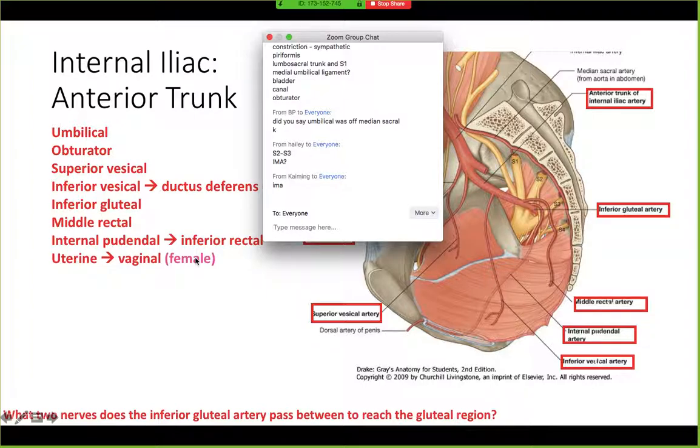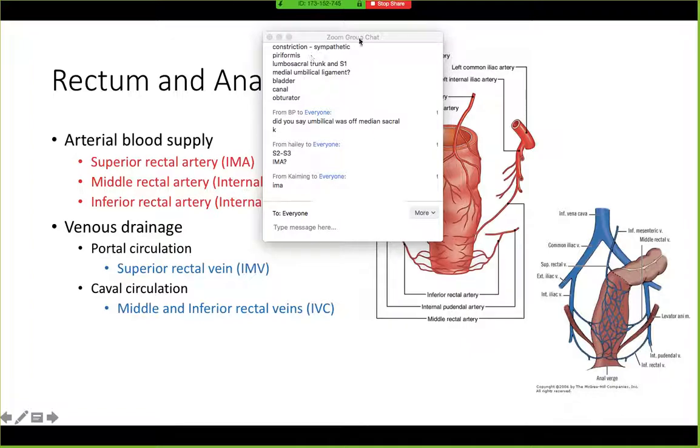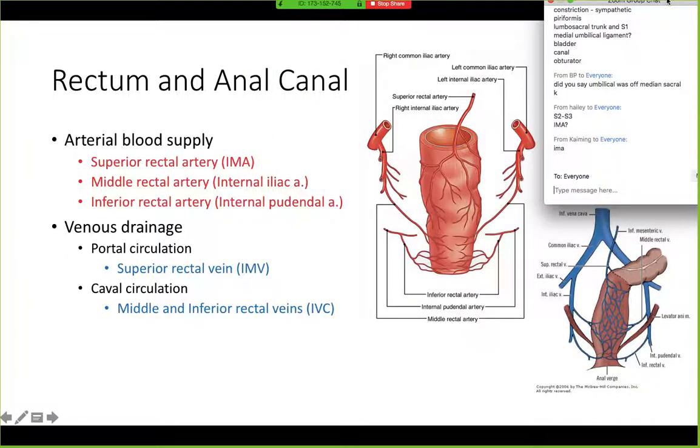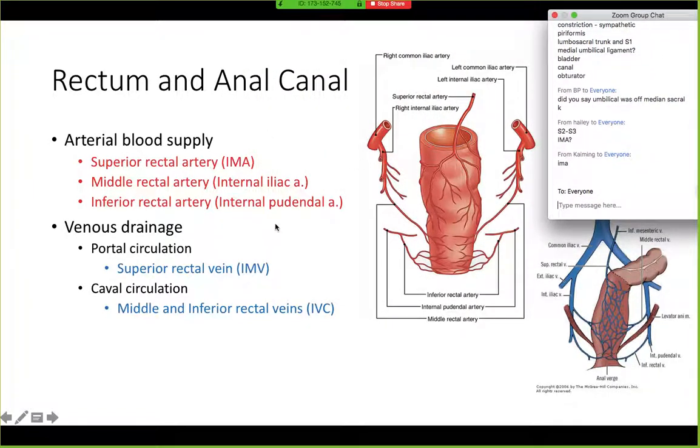So your inferior rectal, to complete the picture, is going to branch from the internal pudendal artery. Okay, so now you know where superior, middle, and inferior rectal are coming from. And then here that is again. So bringing this slide back, make sure you remember this.